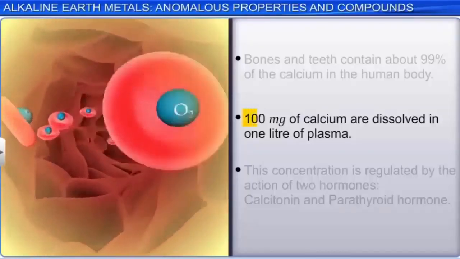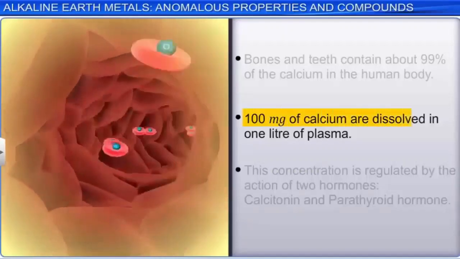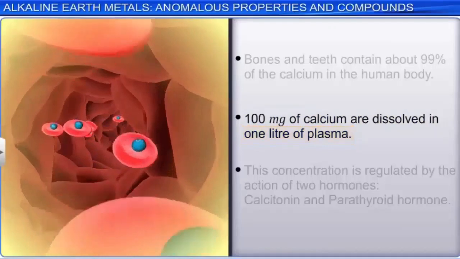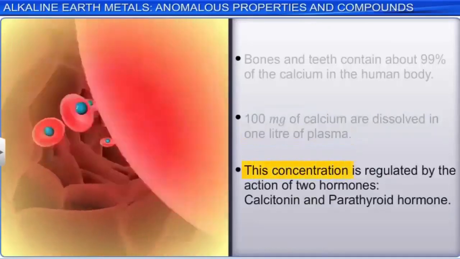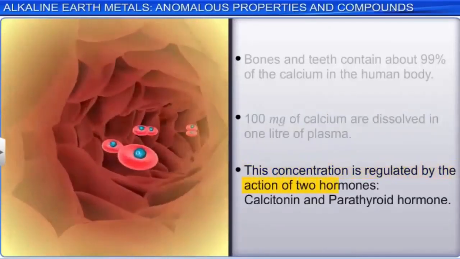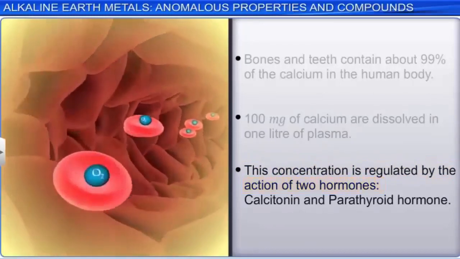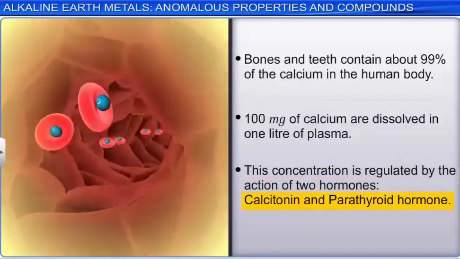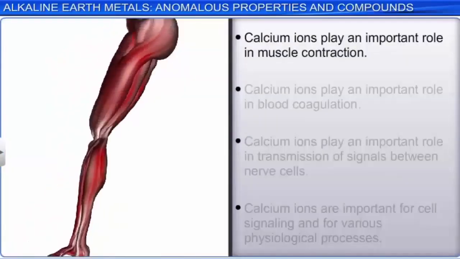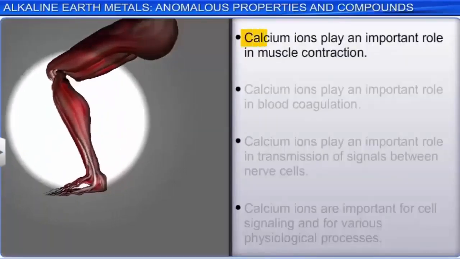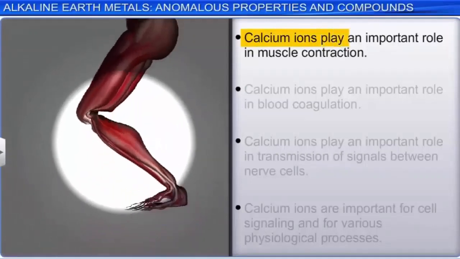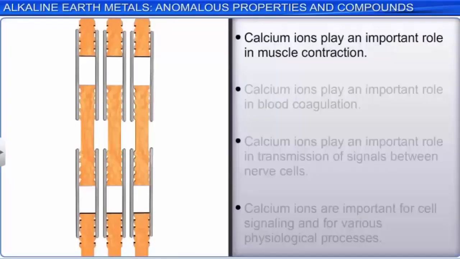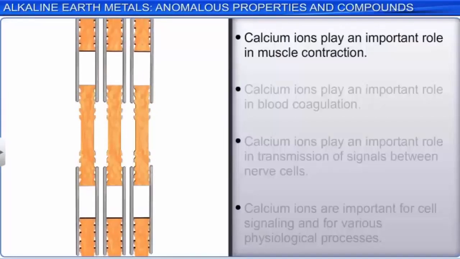Approximately 100 milligrams of calcium are dissolved in 1 liter of plasma. This concentration is regulated by the action of two hormones, calcitonin and parathyroid hormone. Calcium ions play an essential role in muscle contraction. A diagram of the sliding filament theory of muscle contraction is shown here.